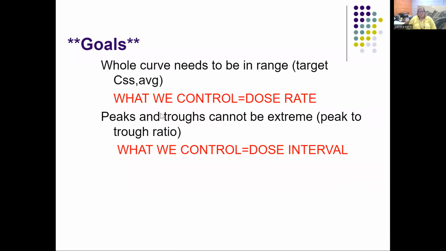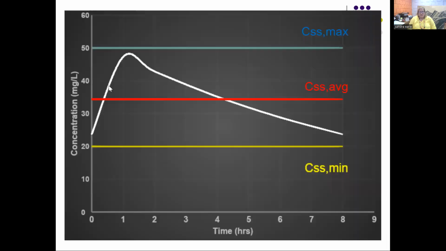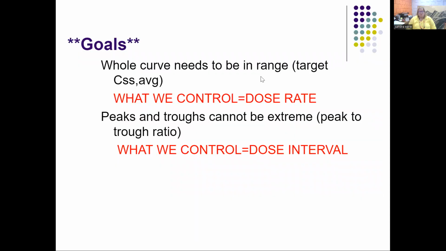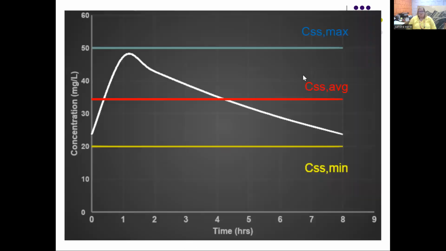So our goals: the whole curve needs to be in the range, with a target CSS average. That average concentration at steady state should be a targeted number, which in that case was somewhere around 35 milligrams per liter. And what do we control that controls the CSS average? We're going to talk more about that in a minute.